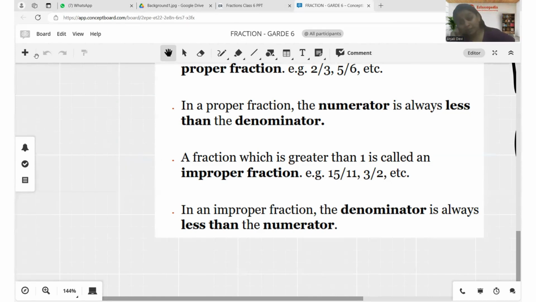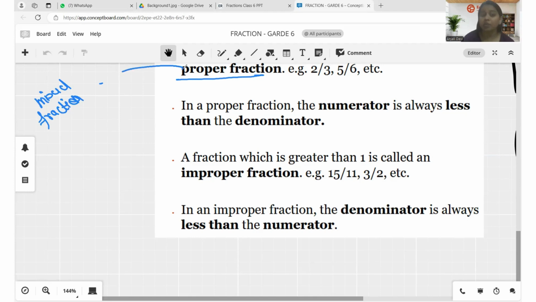All right. Now, a very important point which needs to be remembered is that we have something called mixed fractions. Proper fractions cannot be converted to mixed fractions. Mixed fractions are formed when improper fractions are converted. So mixed fractions are a result of improper fractions, or improper fractions are a result of mixed fractions. Am I clear? I'm repeating it again: mixed fractions are a result of improper fractions, or improper fractions are a result of mixed fractions.